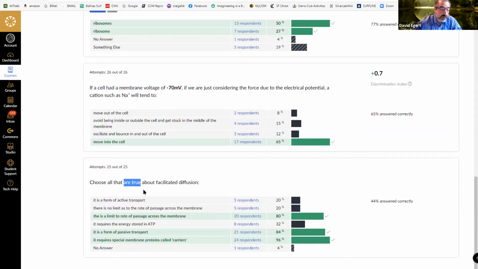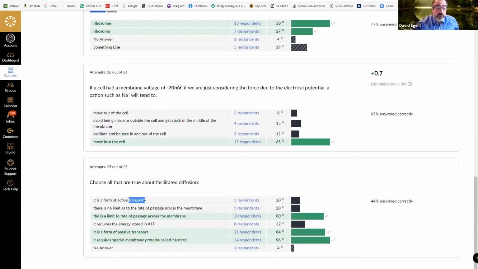And finally, choose all that are true about facilitated diffusion. So people got kind of clobbered on this one. Most people know that it requires carriers. Most people know it is not a form of active transport. Even though it sounds like it's facilitated, it's passive. It's passive transport, diffusion through a carrier.